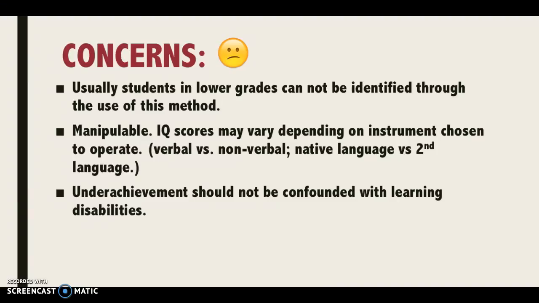A student may get a higher IQ score in a nonverbal test versus a verbal one, or a student with linguistic variation can get a better IQ score in their native language versus their second language. Also, underachievement should not be confounded with learning disabilities.